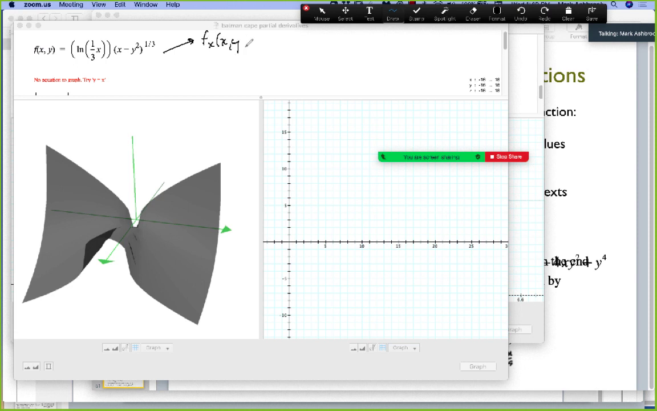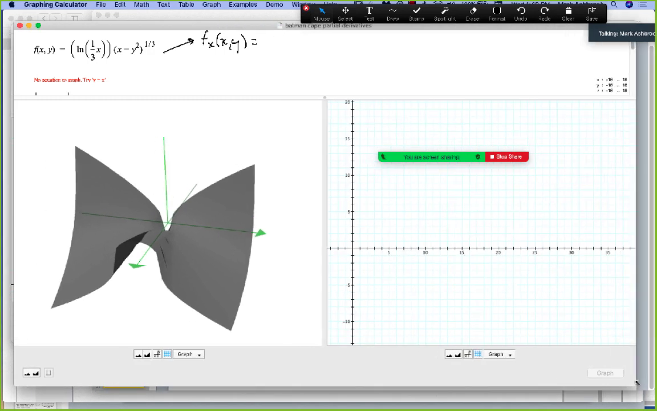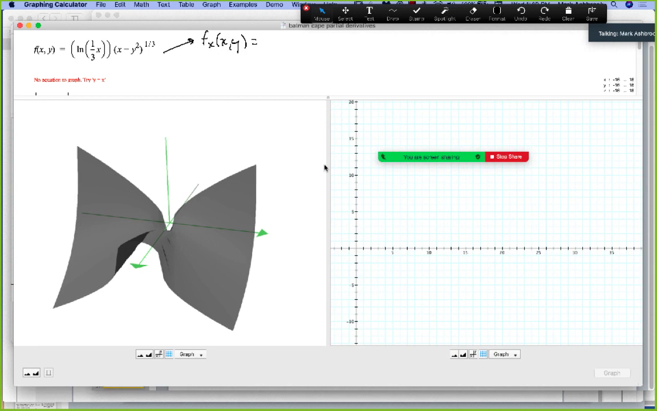So looking at this, partial with respect to x, how do we treat y when we do this? Constant. So you've got to see that minus y squared, that's the constant. It's no different than x minus 5 or x plus 10. We're going to treat that derivative the same way, as if the y squared or the y is just a constant.